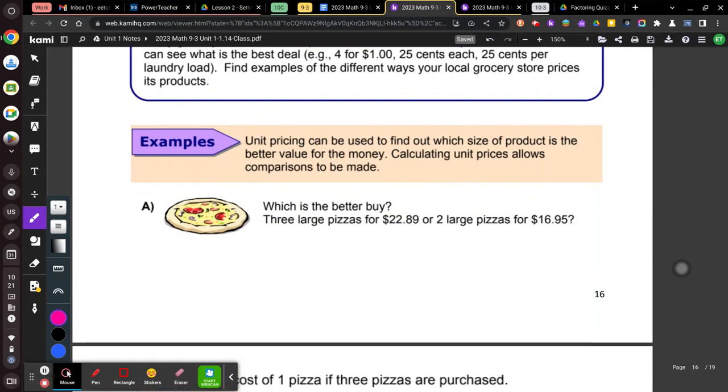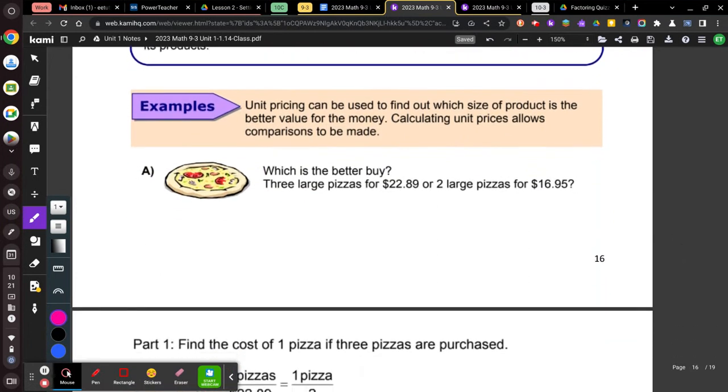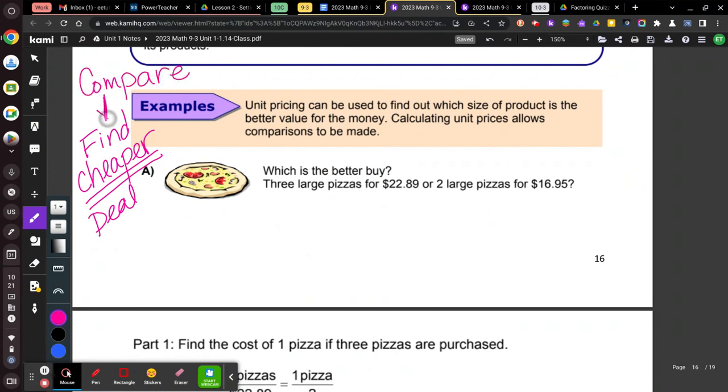Okay? All right, the next example, it says, you can be finding out your comparison to figure out which is the better buy. So we want to see cheaper. That's what we always want. We want to find the cheaper deal. If it says compare, the word compare means find the cheaper deal. So this one says we have 3 pizzas for $22.89 or 2 for $16.95.